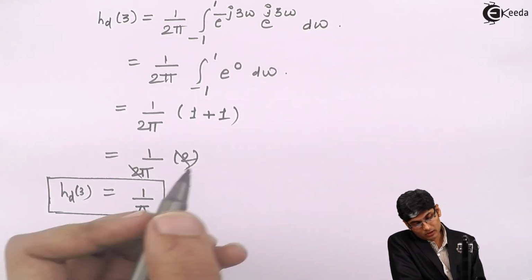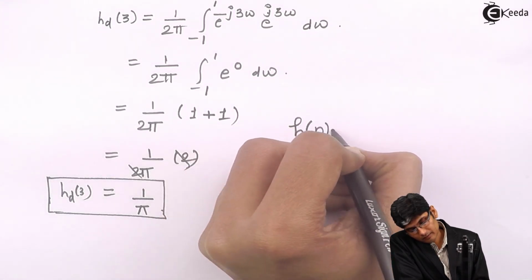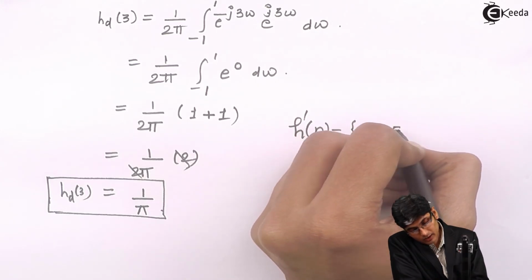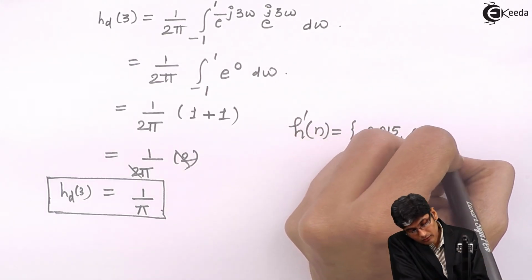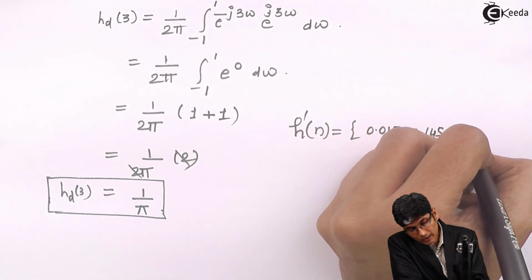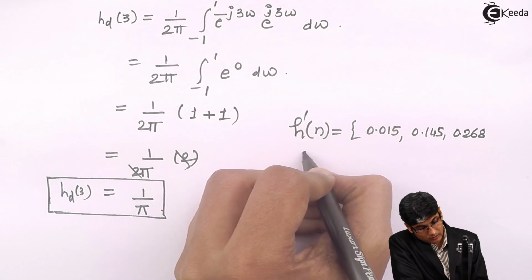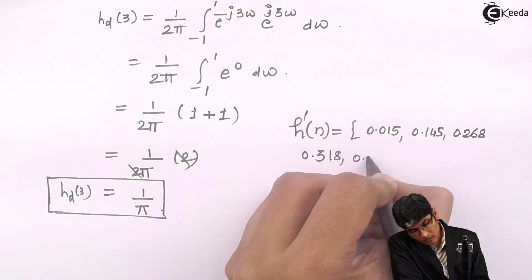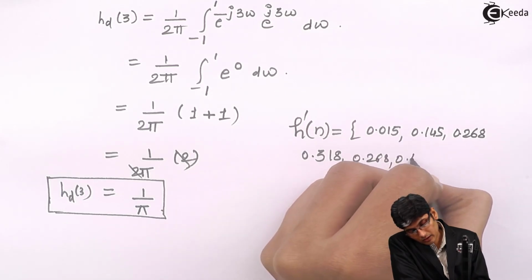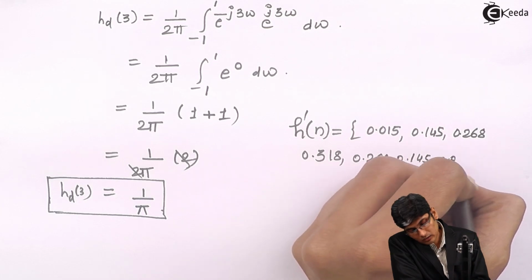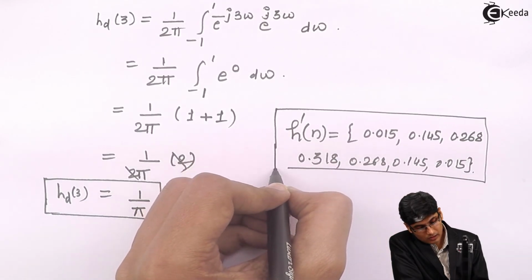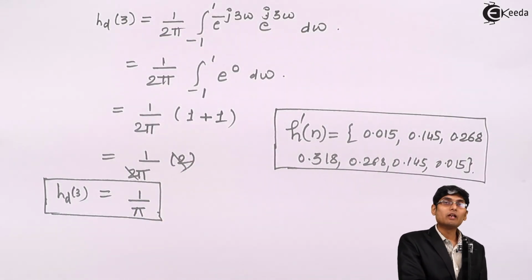That is what the problem solution is, but we should not stop here. Finally, you should give h of n, or h dash of n, which is nothing but 0.015, then 0.145, then 0.268, then 0.318, then 0.268, 0.145, and lastly 0.015. This is the 7 sample design of a linear phase FIR filter. Thank you.